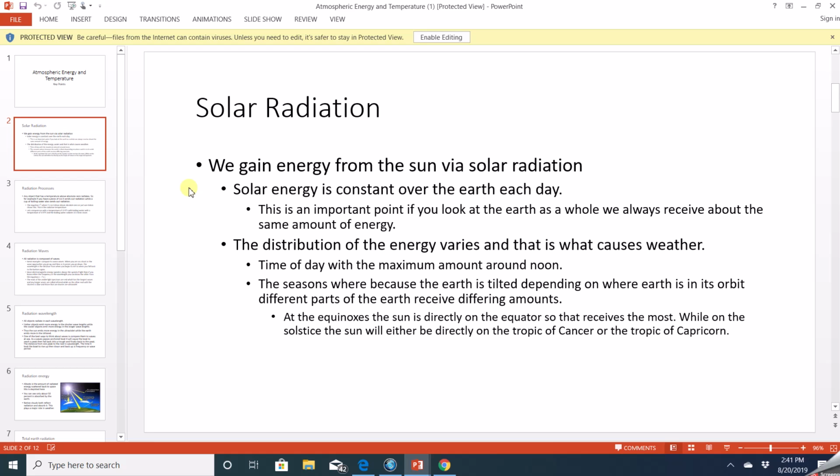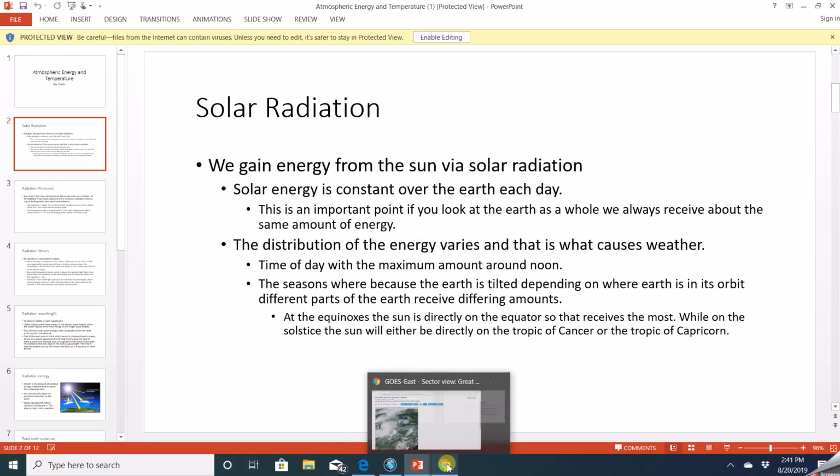All of our energy that drives our atmosphere, that makes our weather, comes from the sun. So if the sun hit the atmosphere exactly the same way every day, weather would be a whole lot easier to predict. It does not. So with that, let's take a look at that a minute here.